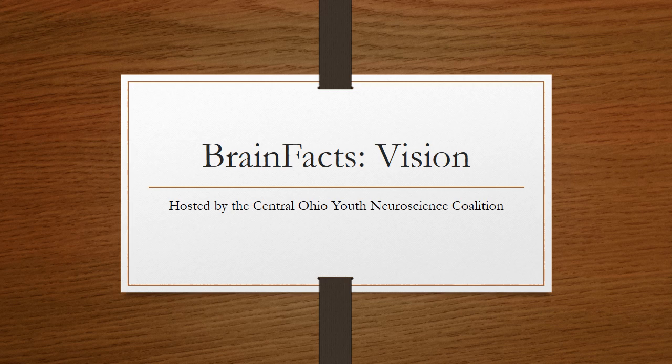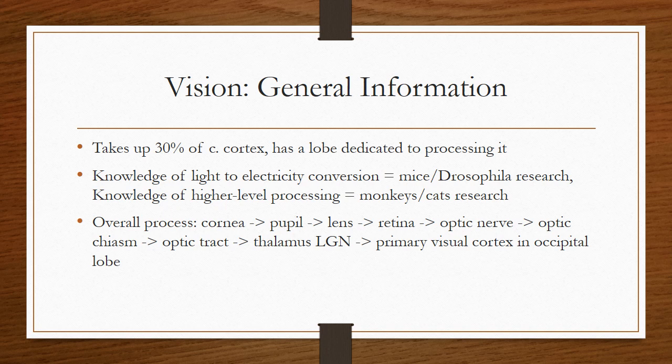So hello and welcome to the second episode of the BrainFacts Brain Bee Prep tutorials held by the Central Ohio Youth Neuroscience Coalition. Today we'll be talking about the first topic in Chapter 2, Senses and Perception, which is about vision. So first of all, let's talk about some general information about vision.